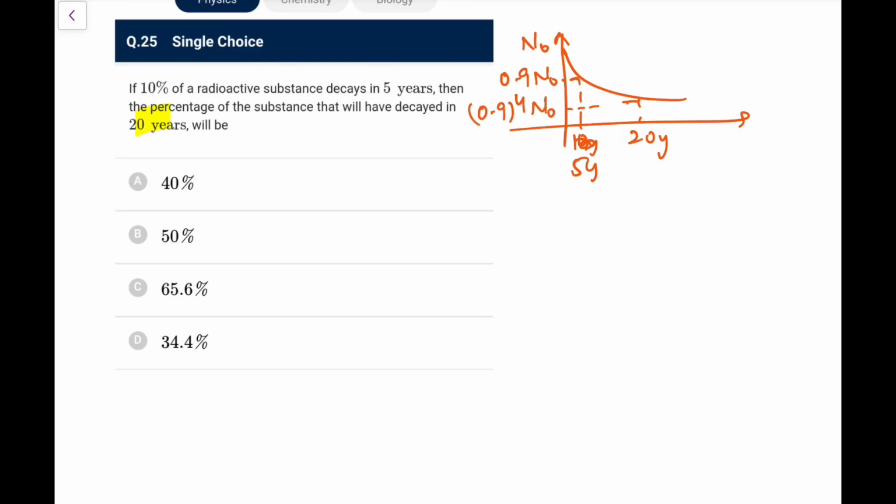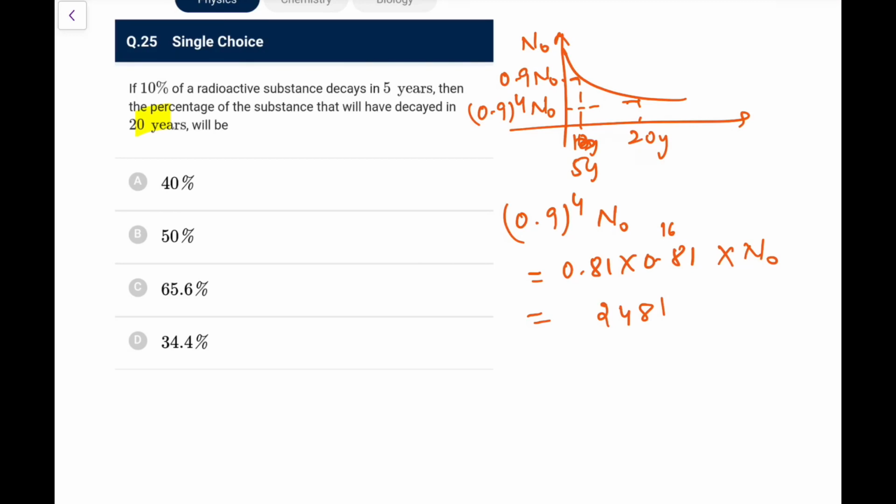This is, I have told you, the power of exponentials. So the remaining amount would be 0.9 to the power 4 N0, which you can say is 0.81 into 0.81 into N0. So 81 ones are 81, 81 eights are 648, and so on.